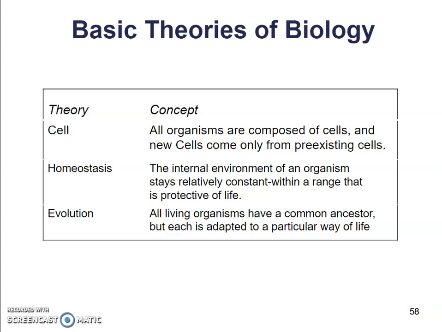So, some big theories in biology. There's the cell theory, which states that all organisms are composed of cells and new cells come only from pre-existing cells. The theory of homeostasis says that the internal environment of an organism stays relatively constant within a range that is protective of life. And the theory of evolution says that all living organisms have a common ancestor, but each is adapted to a particular way of life. These are theories in biology that are accepted because they are backed up by lots and lots of observations and data from many, many different sources that are very reliable.